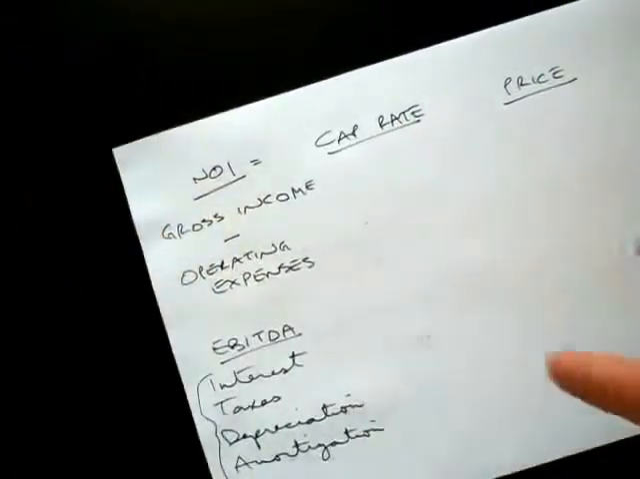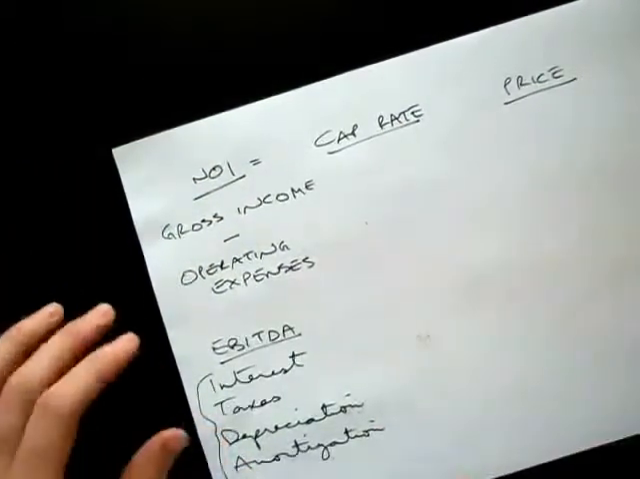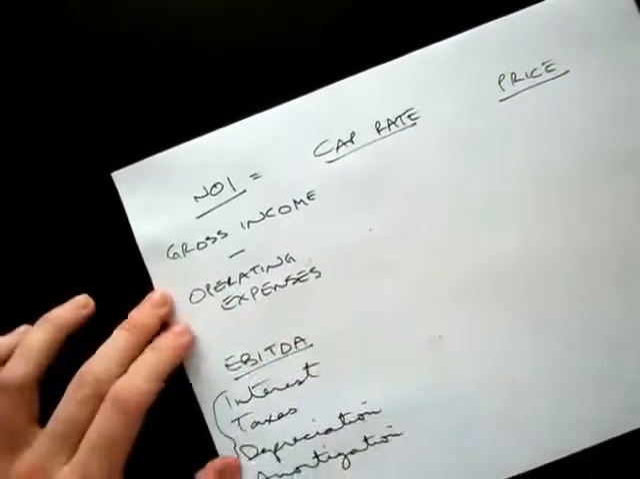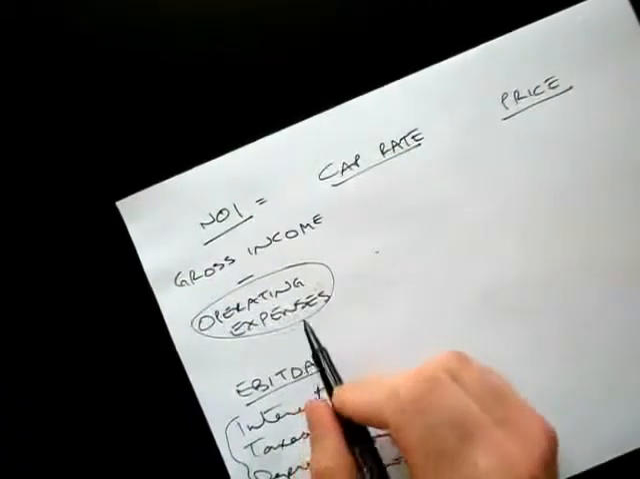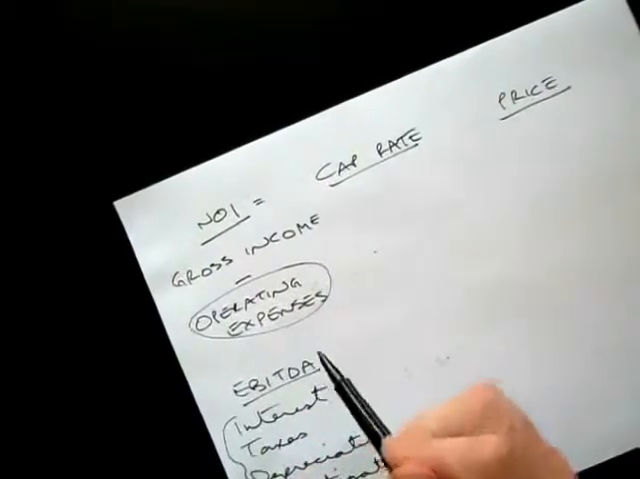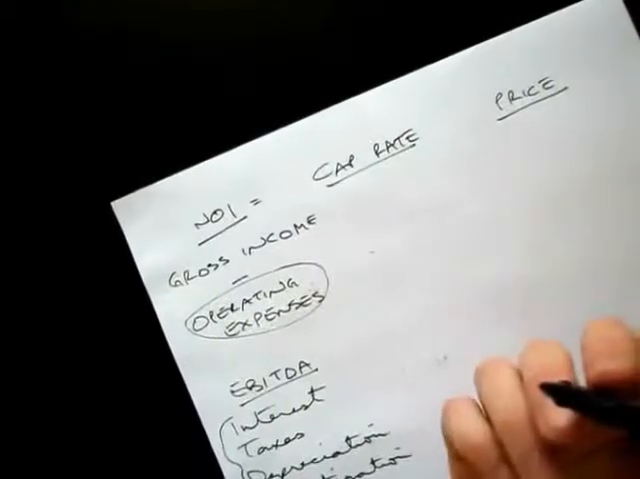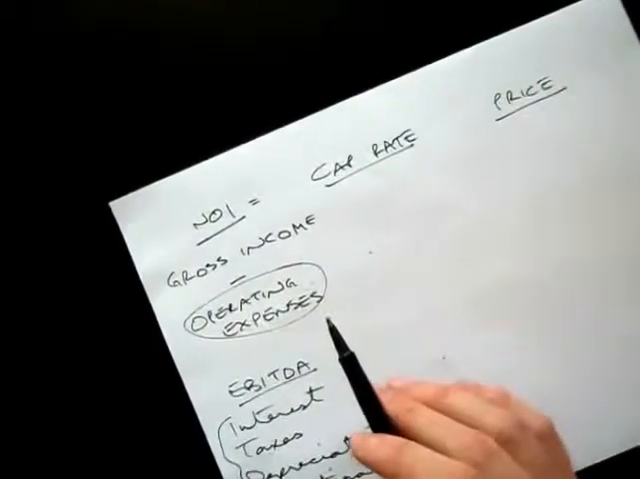It's just a snapshot of the property, what it makes, and what it makes after operating expenses are taken out from the gross income. What operating expenses does include is stuff like occupancy, management fees, office supplies, legal and accounting, advertising, repairs, maintenance, grounds and landscaping.